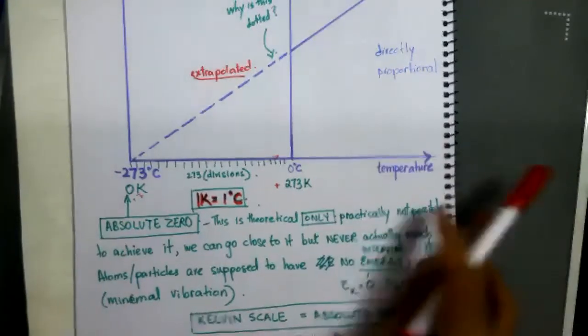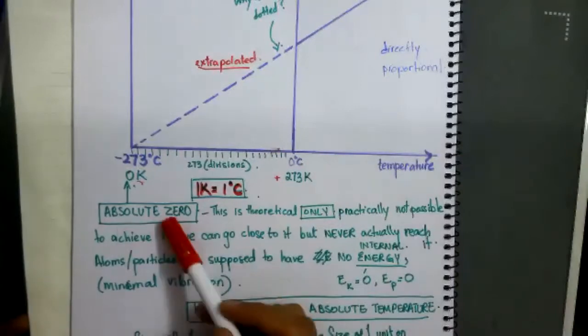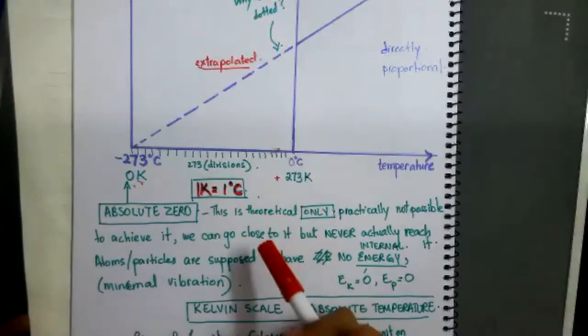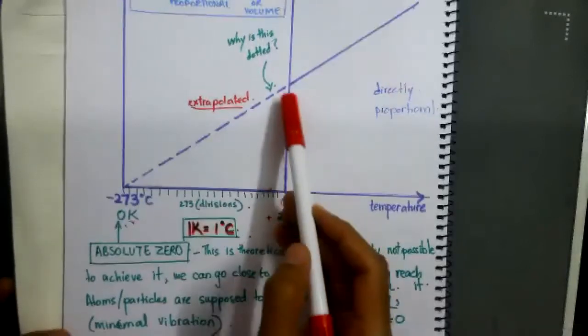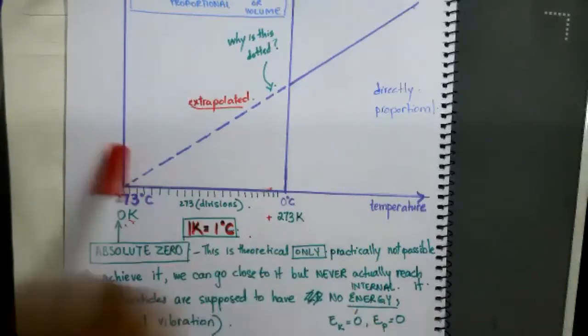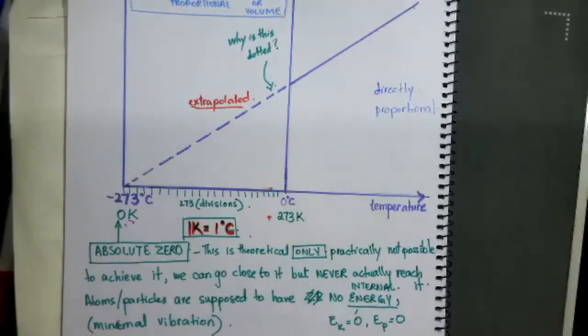Okay, now what is absolute zero? Let's talk about absolute zero a little bit. Now the reason why I drew this in a dotted way. Okay, first let me take Nabil's question. Yes, Nabil?